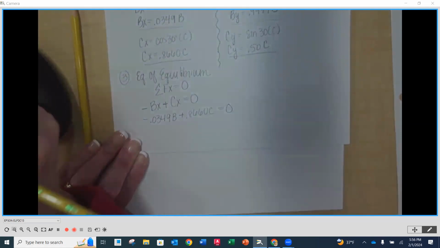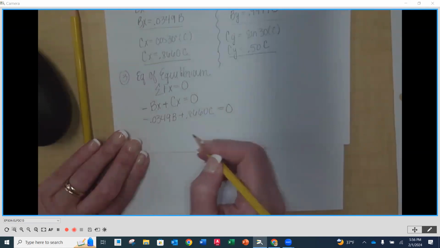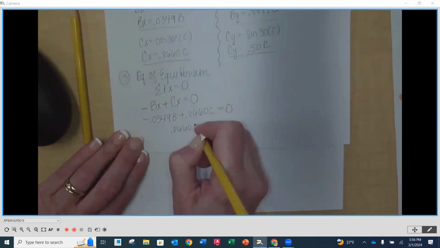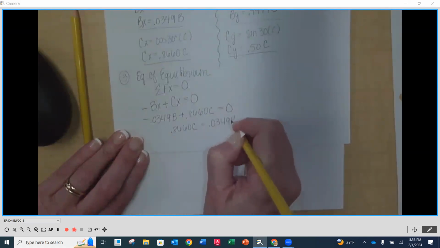Now I have 2 unknown variables and 1 equation. I know I can't solve it, but what can I do here? I can do one more thing. I'm a very positive person. I try to be positive. What do I want to do? I want to get rid of that negative sign. Let's get rid of that negative sign and put it on the other side. So I'm going to say 0.8660C is going to be equal to 0.0349B.